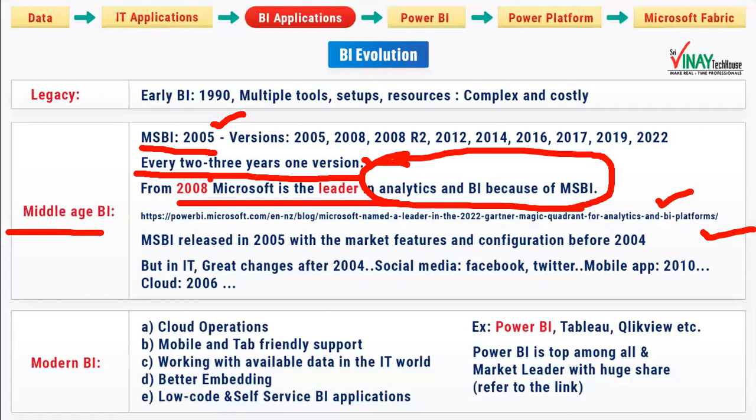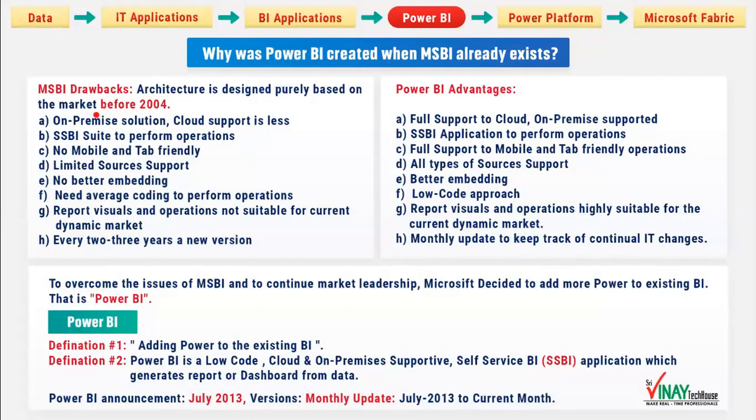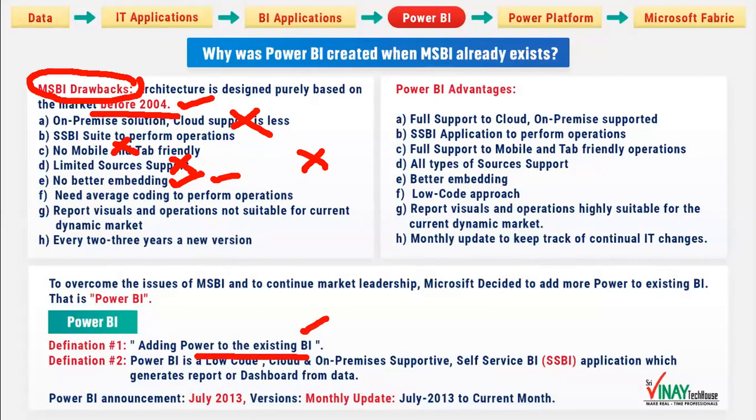But IT changes are more after 2004, and MSBA architecture was designed before 2004. That's a major reason cloud support is not available. Mobile and tab friendliness is not available. Many sources it will not support. You cannot place it in Facebook, Twitter, etc. applications, and many more are not possible. So Microsoft decided, why don't we develop a new, fresh component with more features than the existing BA? That is Power BI. Adding power to existing BI.